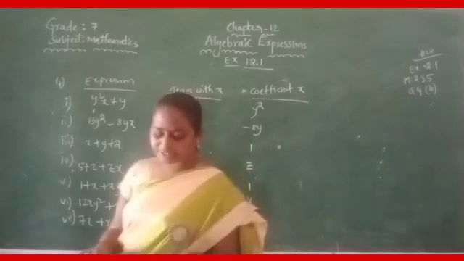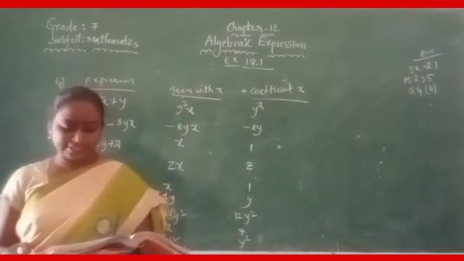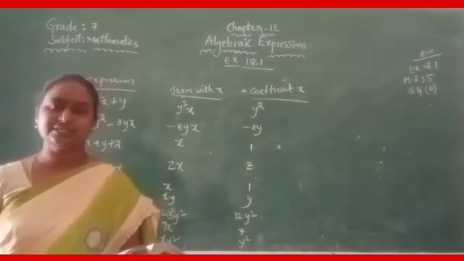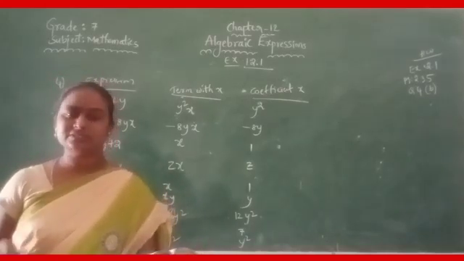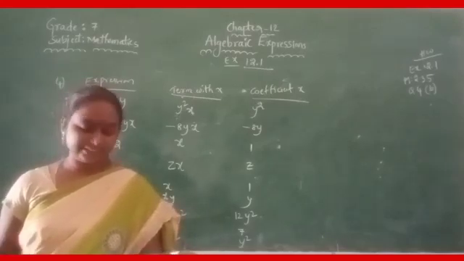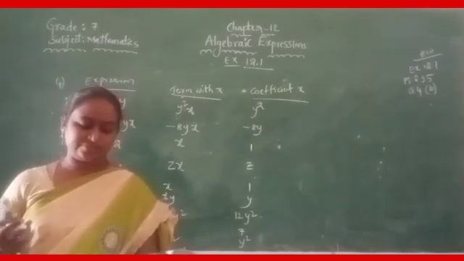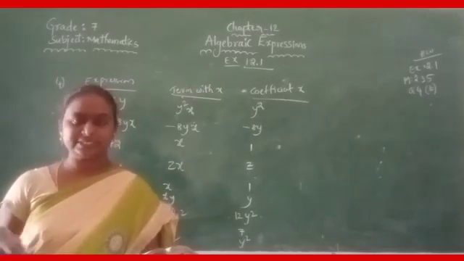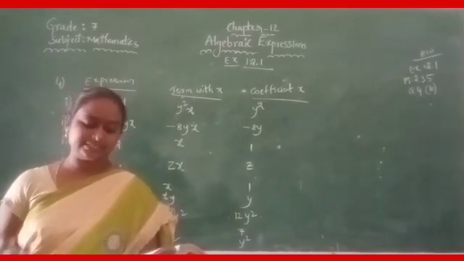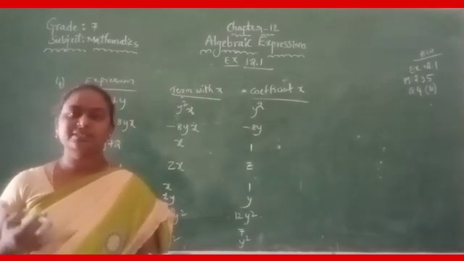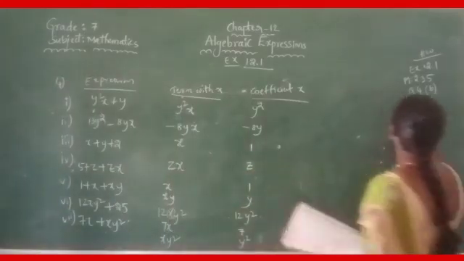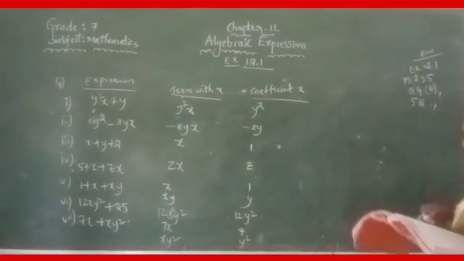Right. Fifth question: classify into monomials, binomials and trinomials. Mono means one term. Bi means two terms. Tri means three terms. Which expression contains two terms, you can write binomial. Which expression contains a single term, you can write monomial. Which expression contains three terms, you can write trinomial. So this one also you have to solve. The fifth question is also homework.